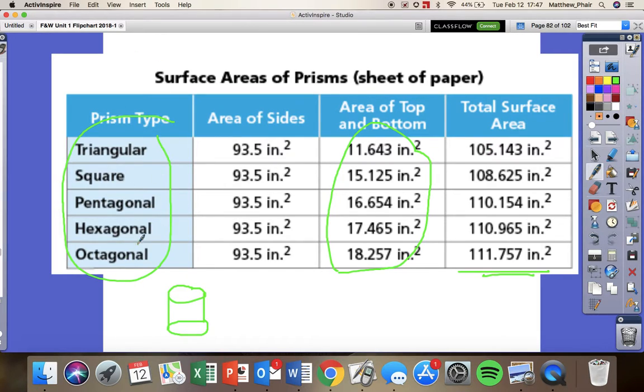So if we had 100 sides, it would be getting closer to a cylinder. Not quite there yet. Notice how the total surface areas are getting closer and closer as we add more sides. The differences between the two are decreasing, and you're going to see that trend more and more as you continue.